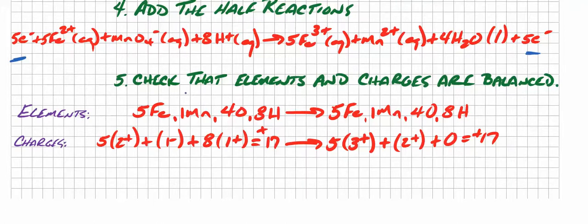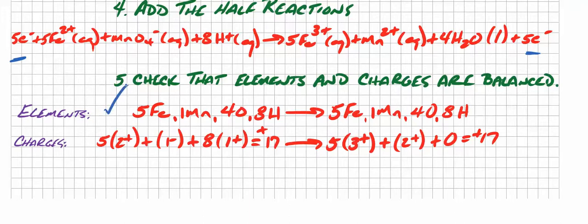So we're going to check that the elements and the charges are balanced. How many irons do I have on the left? I've got 5 irons on the left. I've got 1 manganese, and I've got 4 oxygens, and I've got 8 hydrogens on the left-hand side. On the right-hand side, let's see, 5 irons, 1 manganese, 4 oxygens, yes, 4 oxygens and 8 hydrogens. So I'm balanced for elements now.